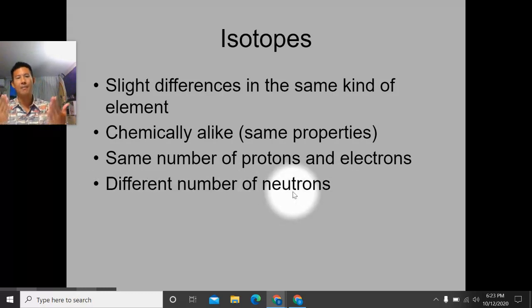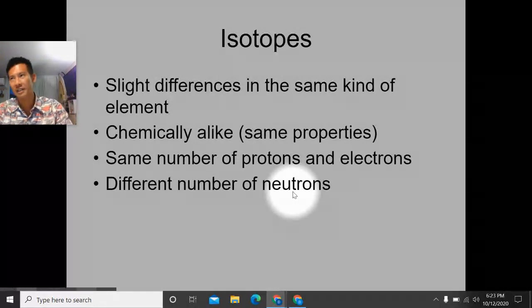Now, because of this difference in mass, isotopes may be unstable. Due to this, isotopes are what we use to carry out research on fusion or fission, nuclear research. This has led to things like nuclear power plants, and positively and negatively, nuclear bombs.